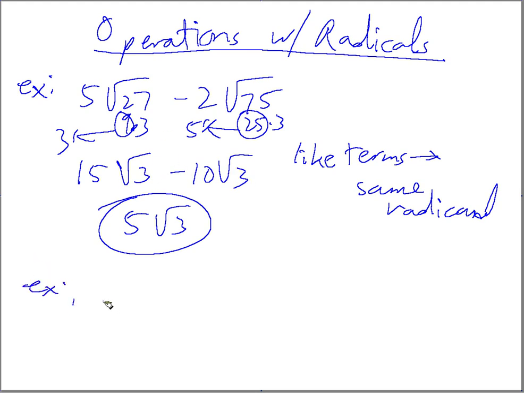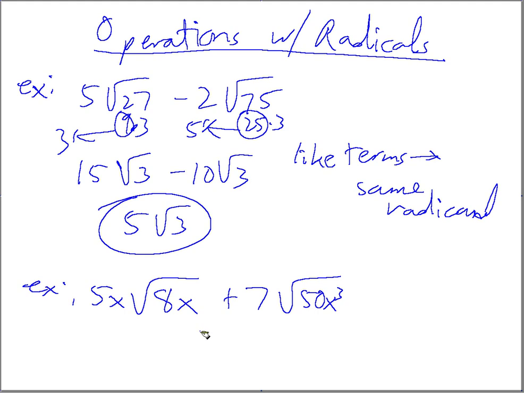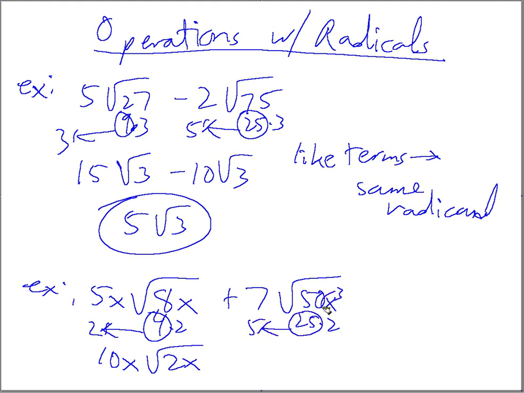Let's go and try another one. Let's take a look at something like 5x square root of 8x, plus 7 square root of 50x cubed. Again, simplify each of these square roots. 4 times 2 for the 8, so 2 coming out. This x stays inside. I only have one of them, right? So that x stays inside. So I have 10x on the outside, and square root of 2x inside, right? 50, I look at that as 25 and 2. So 5 coming out of that. What about x cubed? I can take out 1x. There's an extra x left inside.